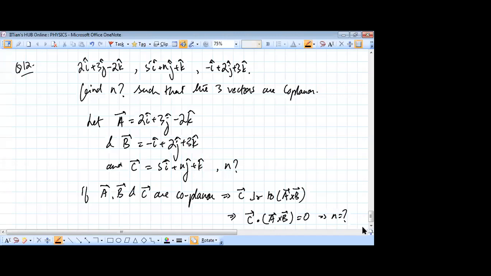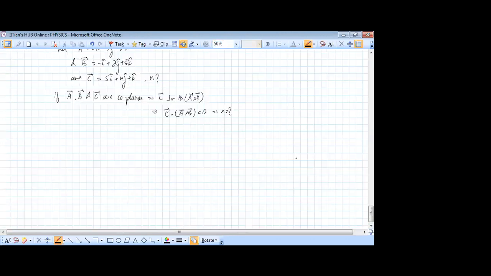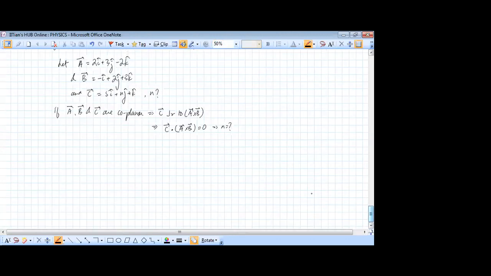Okay. Yeah. So let's work this out. So the first thing here is now I have to find the cross product. Okay. So let's first of all find out how much is the cross product. So A cross B will be this matrix. A's components are 2, 3, minus 2. B's components are minus 1, 2, 3. So this determinant will become this.